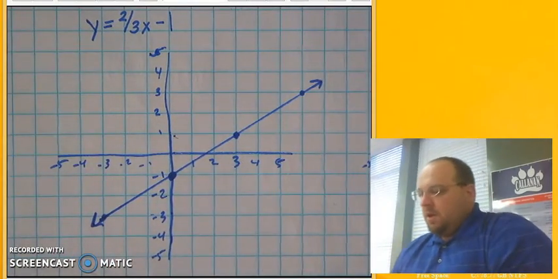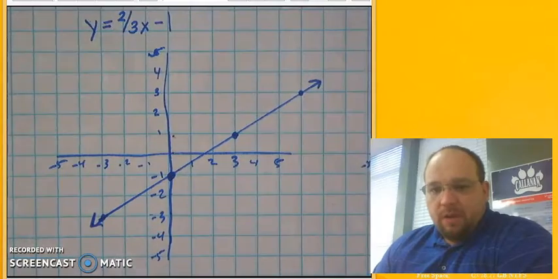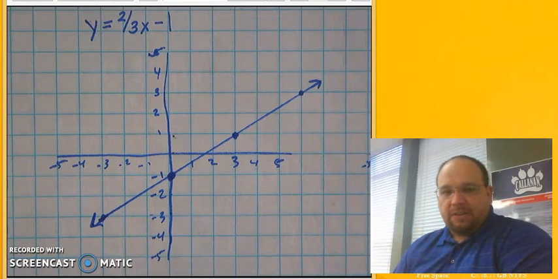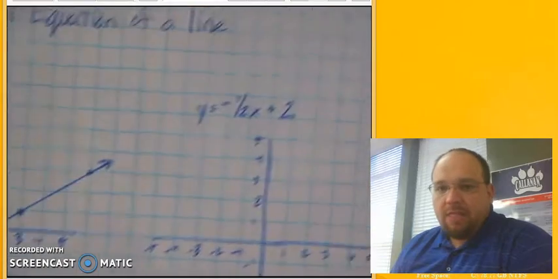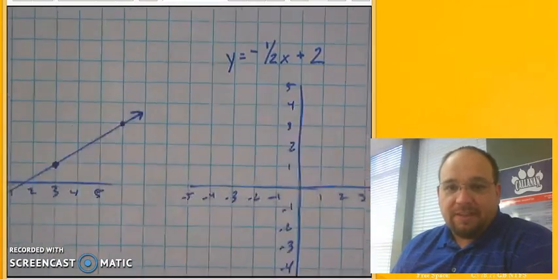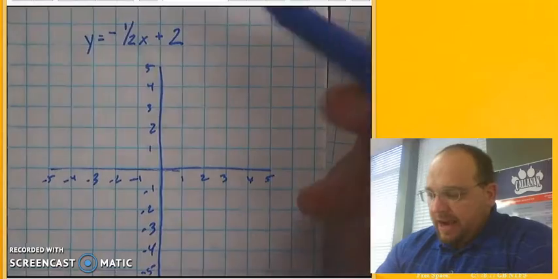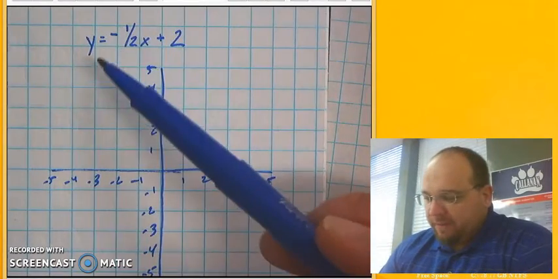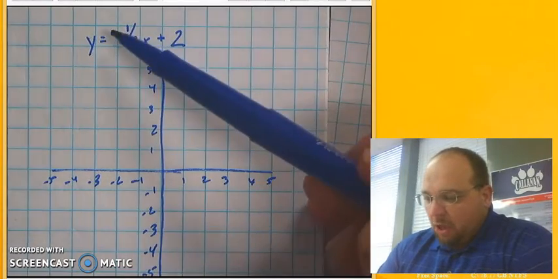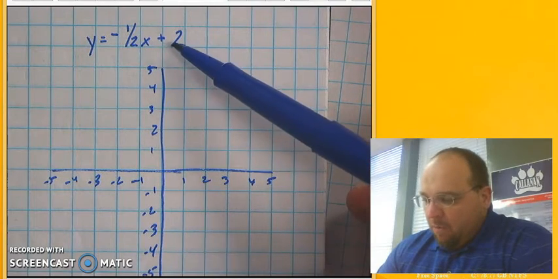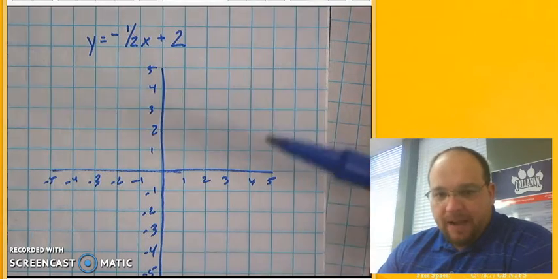Okay, so that's a positive slope. Let's go ahead and look at a negative slope now, because that was a positive slope. So again, I have my equation here in slope-intercept form. I notice here that my slope is -1/2 because that is in front of the x. I notice here that my y-intercept is +2.